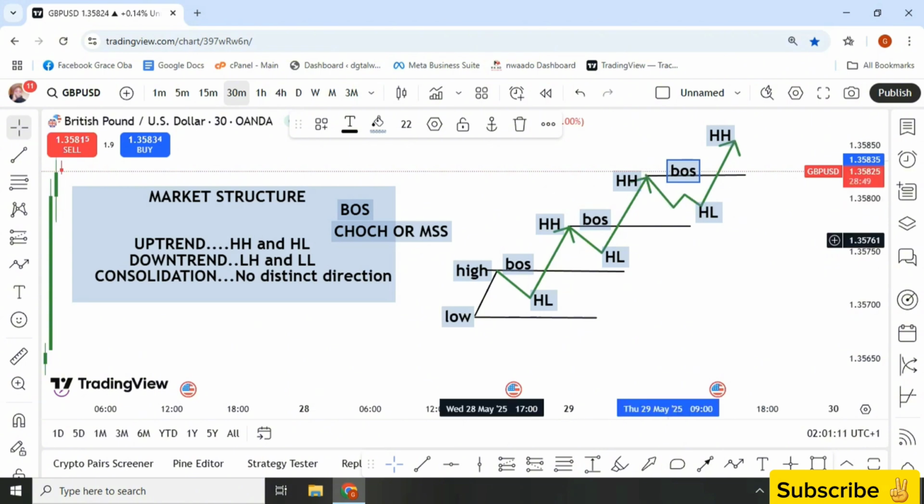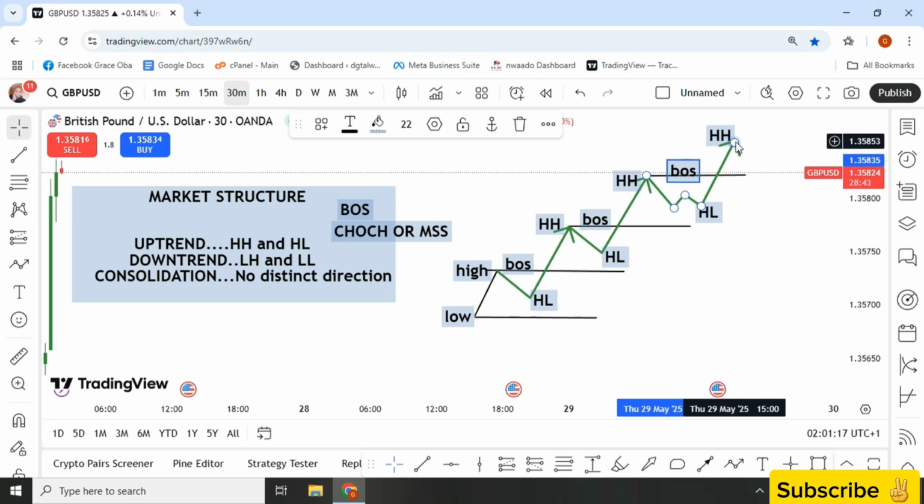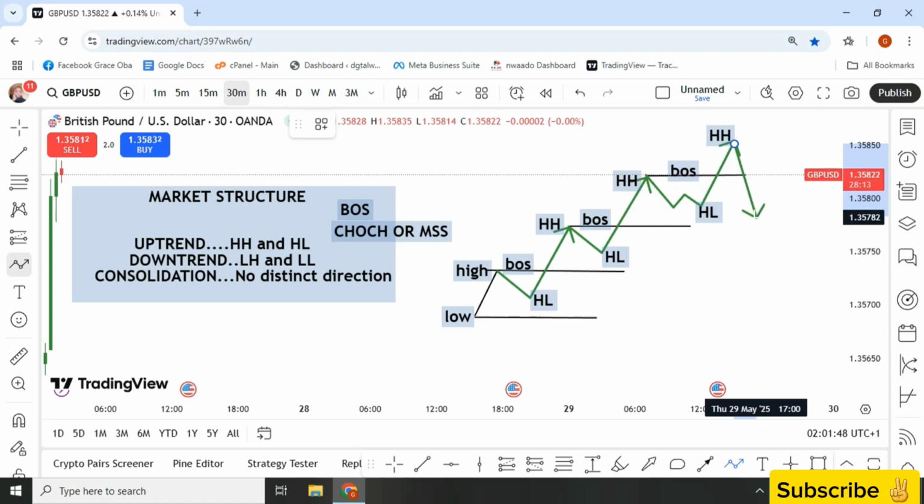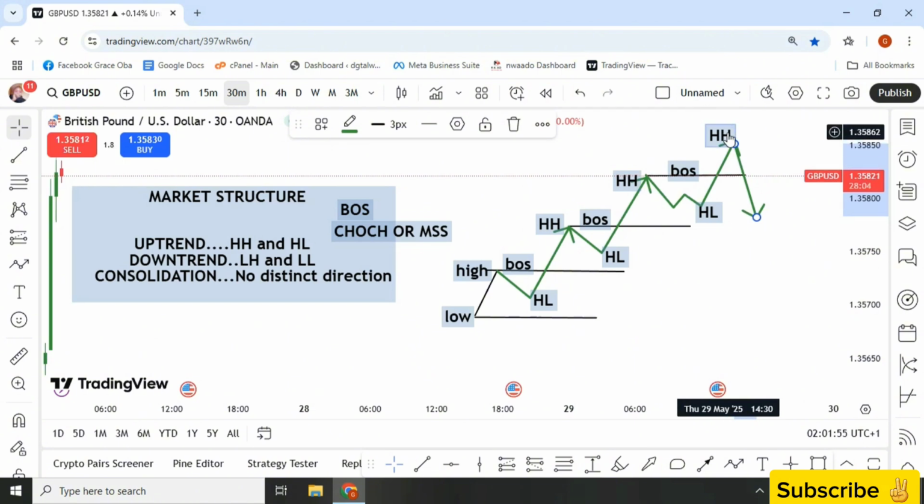Now for the change of character or market structure shift, we now say maybe price changed direction, right? Price now changed direction and traded down this way. So automatically this becomes a new low, and this becomes a high, right?